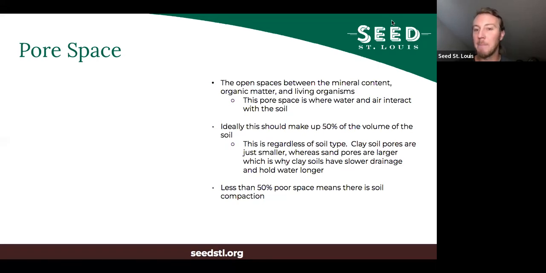Ideally, pore space should make up about 50% of the volume of a soil. This is regardless of soil type. Clay soil pores are just smaller. Sand pores are larger because the particle size is larger. The smaller pores are also why clay soils tend to hold water longer. It takes longer for the water to drain through those small pores, and there's more surface tension and other factors going on. If you have less than 50% pore space in your soil, it means you have compaction. That's just kind of the definition.